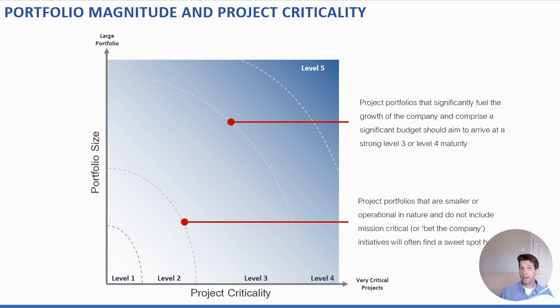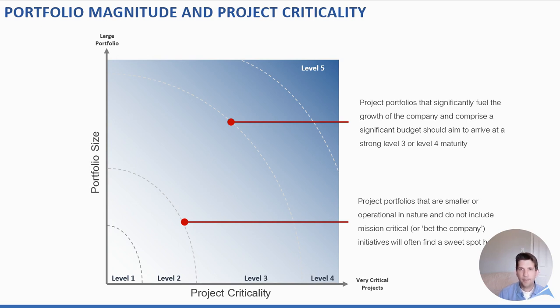So one of the things I like to refer to in terms of determining the target maturity level is understanding portfolio magnitude and project criticality. So, very simple diagram. This is directionally accurate. It's to demonstrate a basic point. The more critical the projects are in your portfolio and the larger your portfolio is, would indicate or point to a target level of maturity.